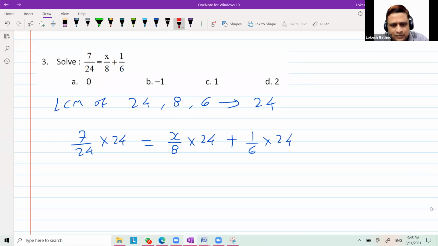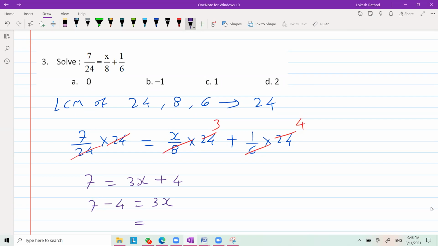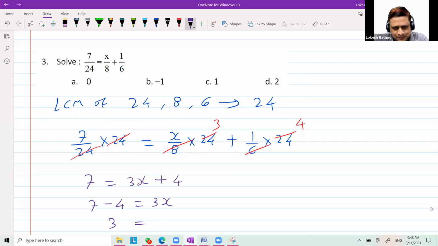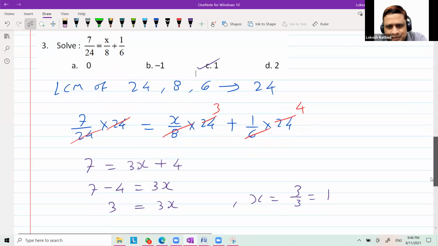So if I cancel it, this gets cancelled. 8 3s are 24, 6 4s are 24, right? What do I get? 7. This is 3x, and this is 4. Now the question is very simple, right? So 7 minus 4, and this side it is 3x. 7 minus 4 is equal to what? 3. So x is equal to 3 over 3, which is 1. Clear this thing, right? Okay, fine.